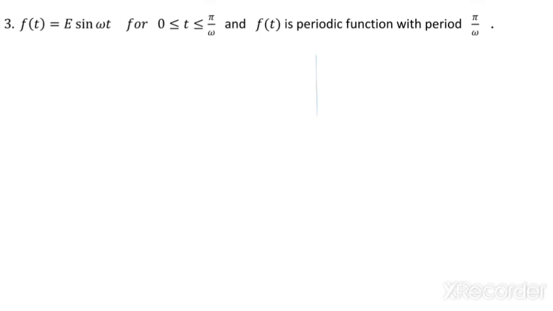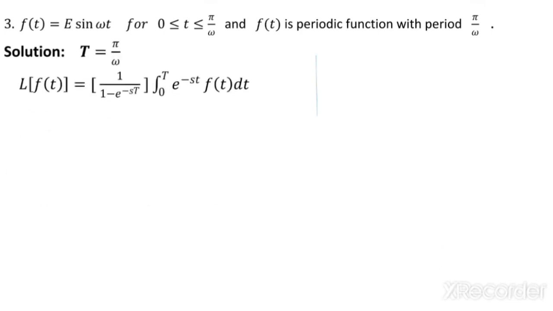So let us take one more. The last problem we have here is a continuous function. We have taken one continuous function, that is e sin omega t, defined in the interval 0 to pi by omega, and obviously here it is mentioned again, it is periodic with the period pi by omega. So T is pi by omega. If I want the Laplace transform of a periodic function, use that formula again, substitute where f of t is e sin omega t and the limit is 0 to pi by omega. So the definite integral is 0 to pi by omega.